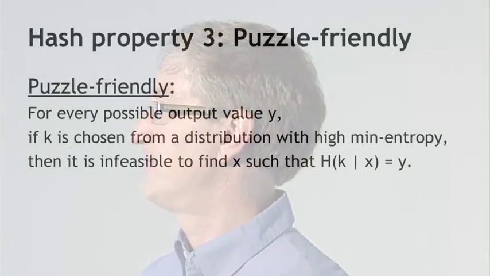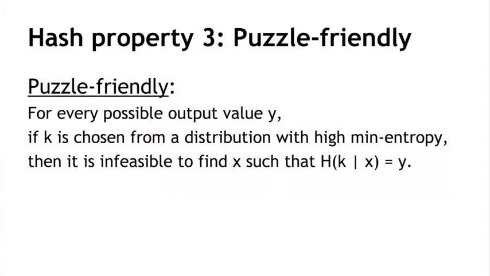The third security property we're going to need is that they're puzzle-friendly. And this is, again, a little bit more complicated, but let me just go through it a bit by bit. For any possible output value y that you might want from the hash function, we're going to use y as an output value of the hash later. If k is chosen from a distribution that has high min-entropy, that is, k is chosen randomly from some set that's super spread out, then there's no way to find an x such that the hash of k and x is equal to y.